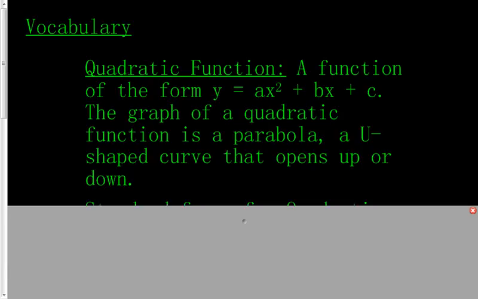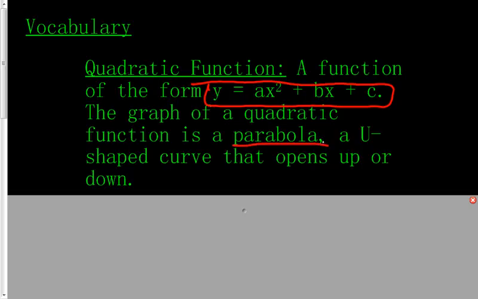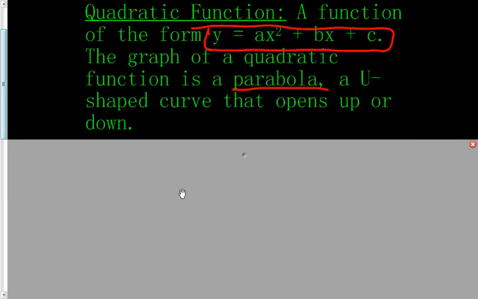So we've got a couple of vocabulary terms worth writing down, maybe not everything word for word. A quadratic function is a function of the form y equals ax squared plus bx plus c. That's the form, and that's important to know because we're going to be dealing with a lot of those this chapter. But the graph of a quadratic function is a parabola. That's a U-shaped curve that opens up or down. So we're going to be graphing essentially U's.